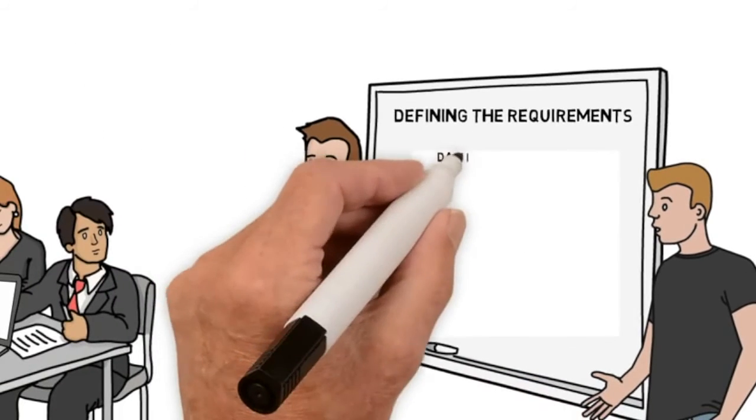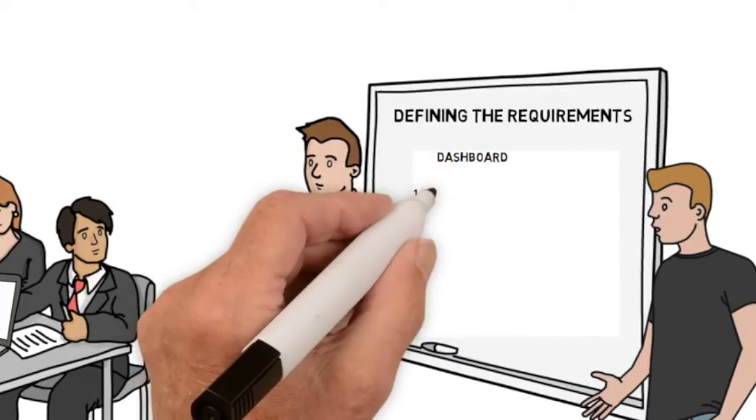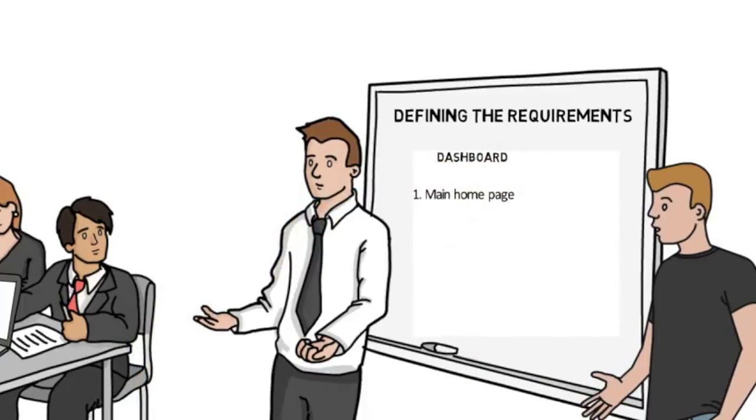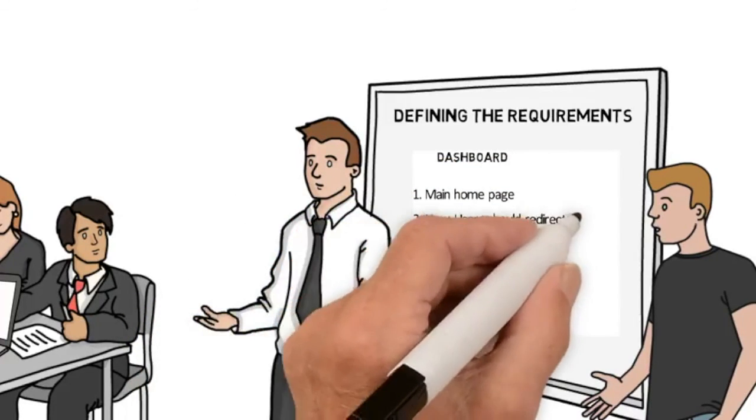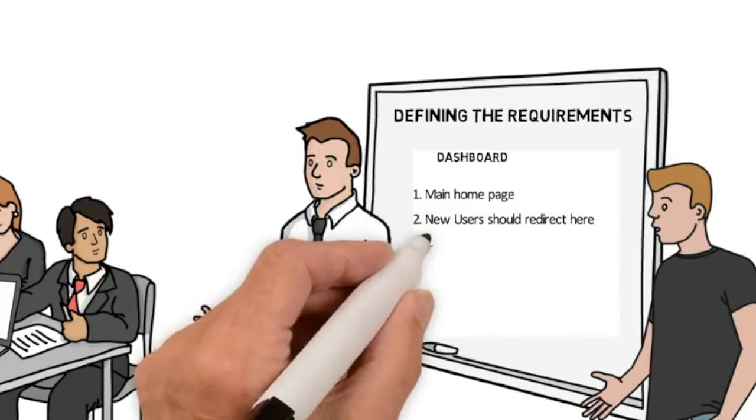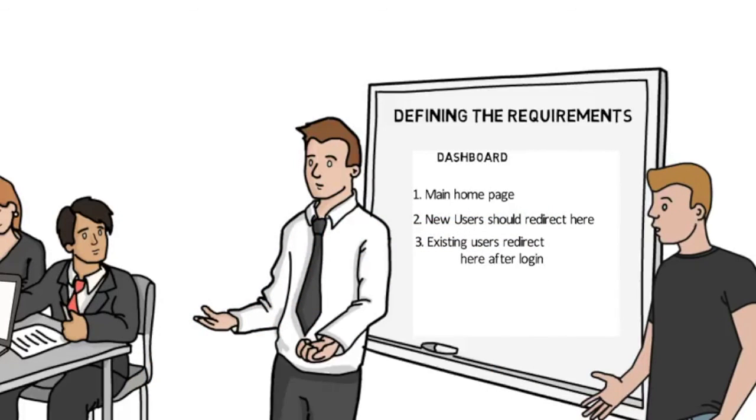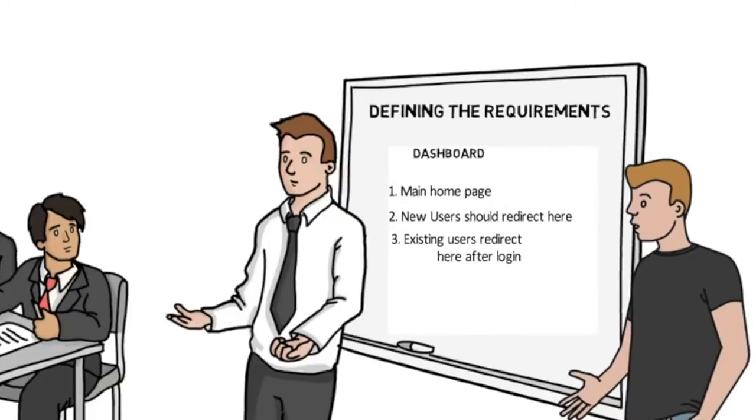Finally, requirement number 4, the dashboard. This will essentially be the home page of our application. After a new user is registered, they should be redirected to the dashboard. Also, when the user logs in with the returning account, they should be redirected to the dashboard.